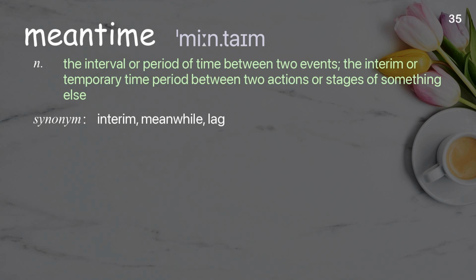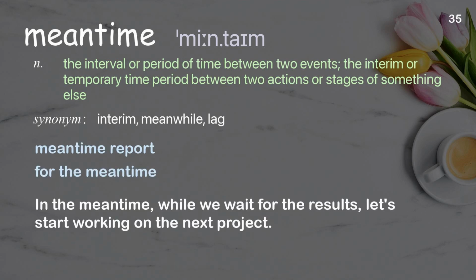Meantime. The interval or period of time between two events, the interim or temporary time period between two actions or stages of something else. Examples: Meantime report. For the meantime. In the meantime, while we wait for the results, let's start working on the next project.